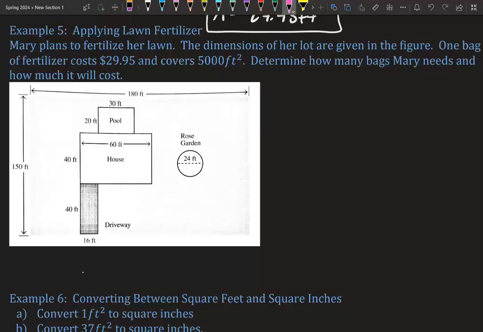So we first need to find the area of the lot. So the lot is rectangular because we can see it, 150, 180. So we have 180 times 150, and we get 27,000 feet squared. So the lot is 27,000 feet squared. All right, let's just move on. I'm going to do the pool next. Why? Because that's the first thing I see.